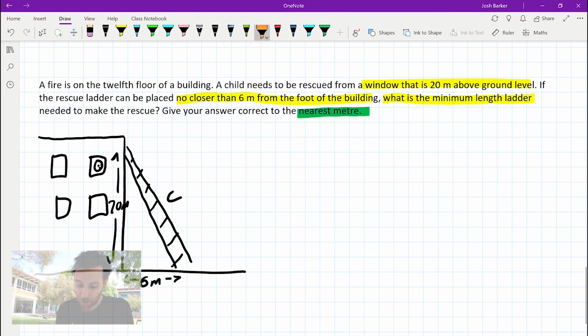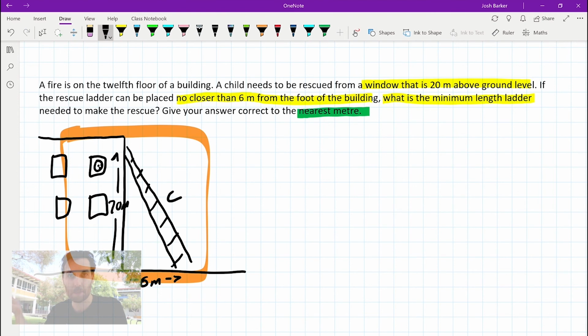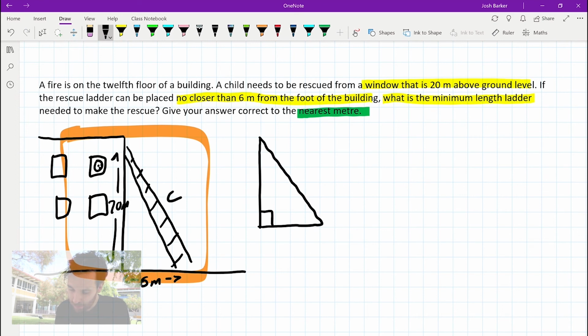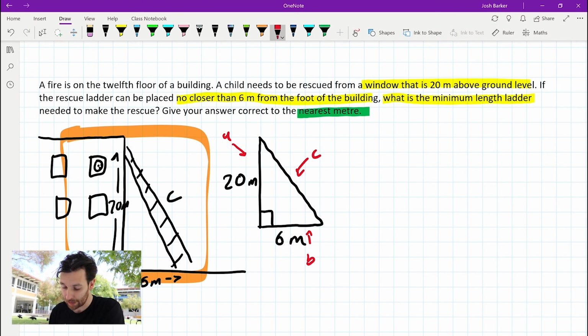So with these Pythagoras questions, you're always looking for, well, what's my right angle triangle going to be? Because I need to use a right angle triangle to solve using Pythagoras. So I'm going to use that right angle triangle from my diagram. I'm going to redraw a neat version. I'm going to say my side length here is 20 meters. My side length here is 6 meters. I'll label it. We'll say A, B, and C. Missing side length is the hypotenuse. That's the actual thing that we need to answer as part of the question.